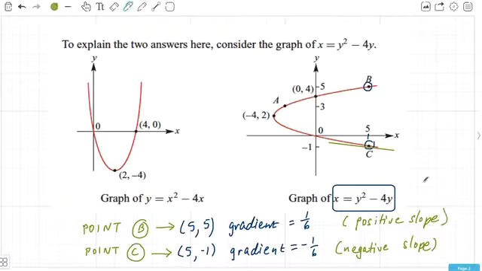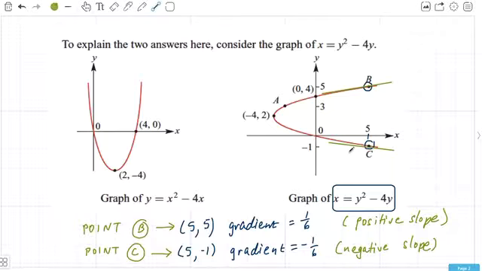But because this function is symmetric, the slope, even though it's positive, has the same magnitude as the slope down here. They're mirror images of one another. So that's why one is 1/6 and the other is the negative of that value.